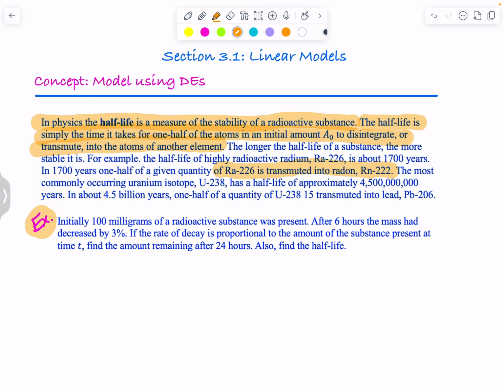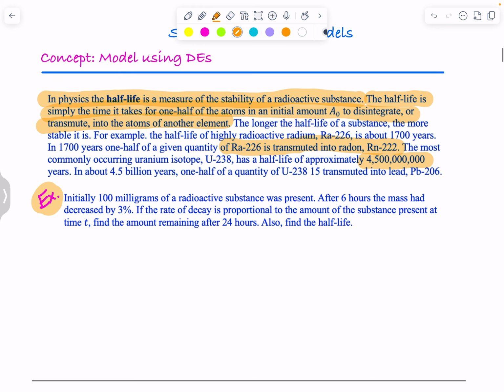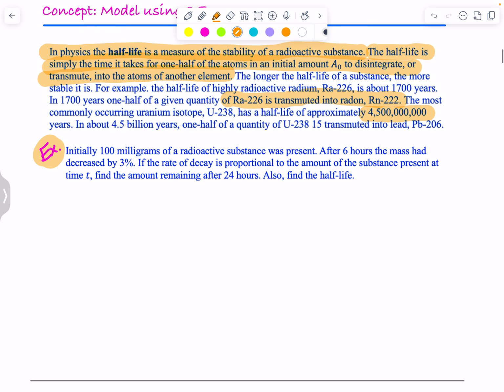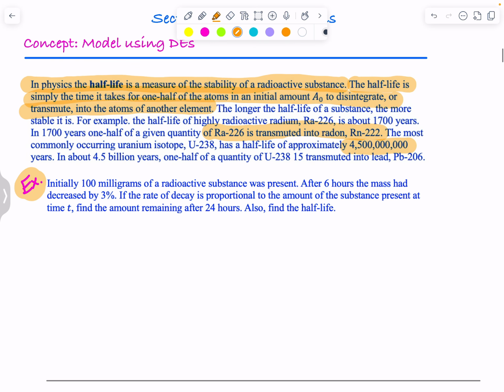So we use a radium isotope, which has a huge half-life, right? So we'll use this in this problem. In the next slide, we'll talk about some carbon dating. Okay, so in this problem, initially 100 milligrams of radioactive substance was present. After 6 hours, the mass has decreased by 3%. If the rate of decay is proportional to the amount of substance present at time t, find the amount remaining after 24 hours. Also find the half-life.